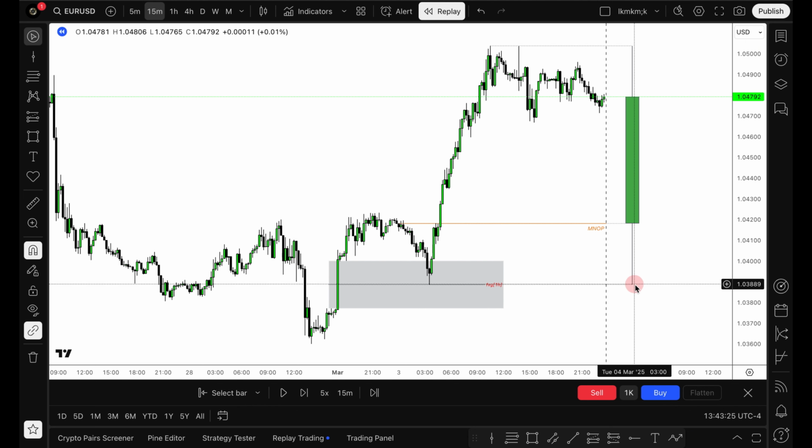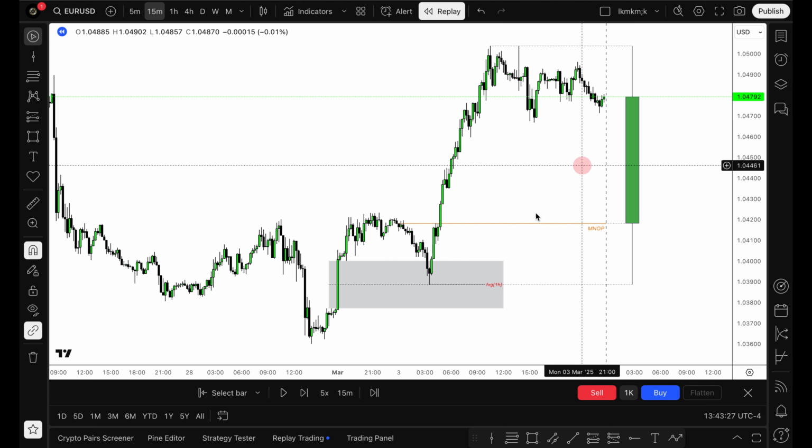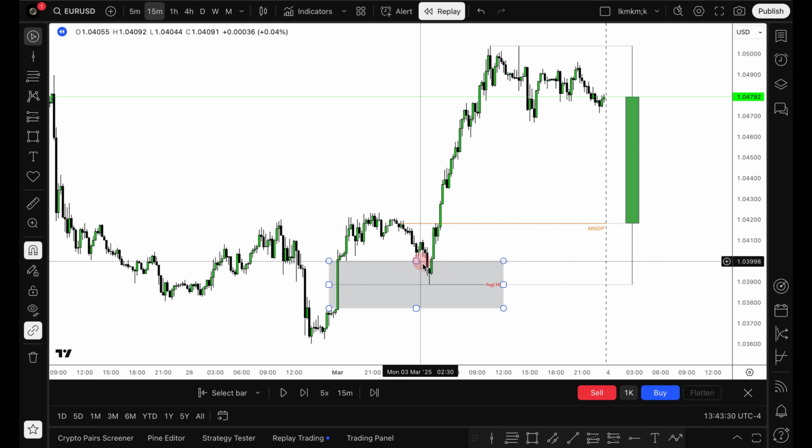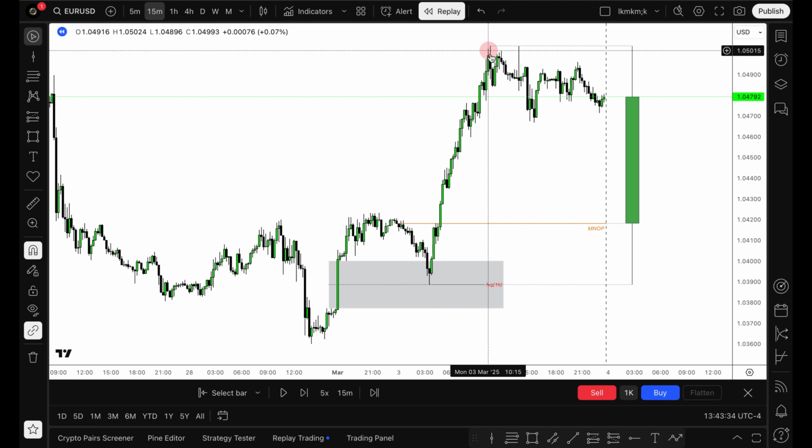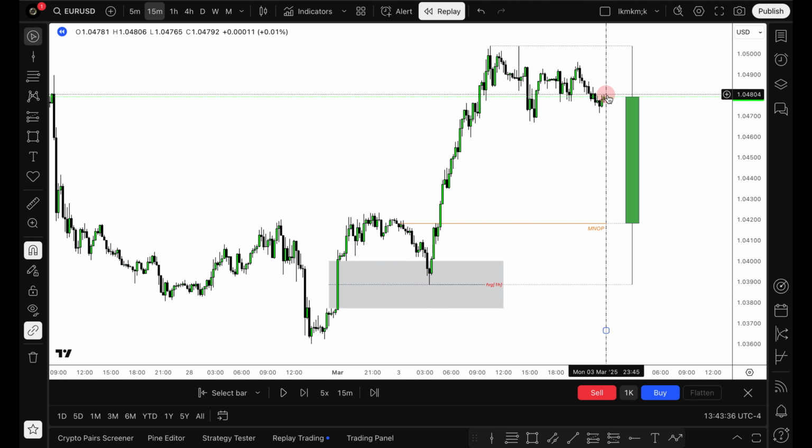So we've got the open, low, high, close. Got the open, low formed in the fair value gap. Got the highest point of the day formed, and then we get the close here, which is closed out there.